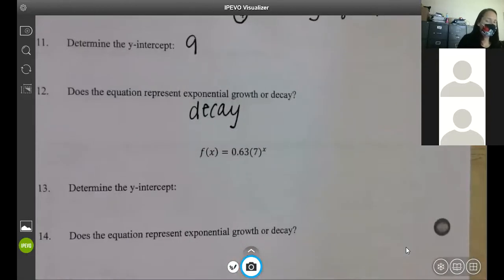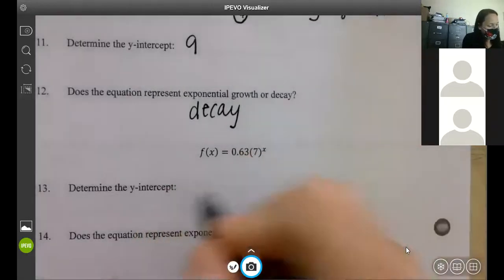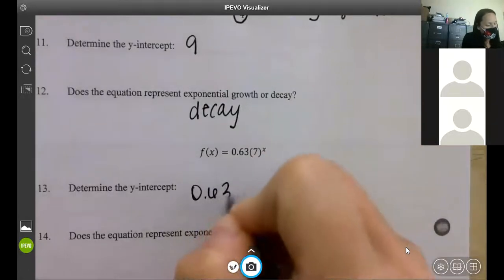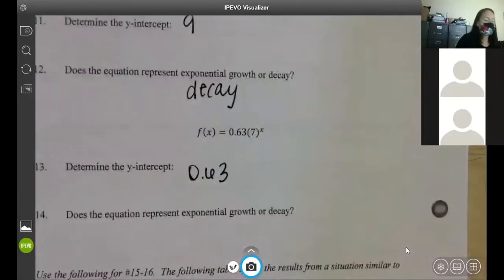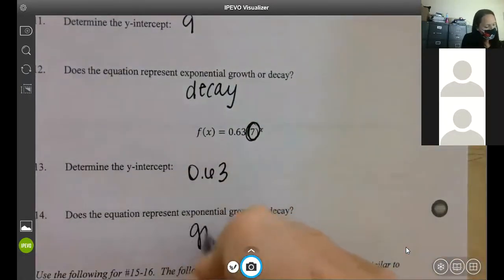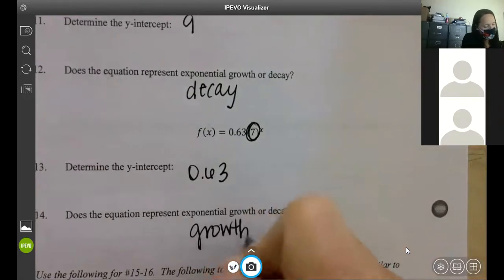The next one is the same exact way. Where's your y-intercept? .63. Thank you, Justice. Great job. And is this one growth or decay? Look at this number right here. Is it between 0 and 1, or is it greater than 1? Greater, so it's growth. Perfect.